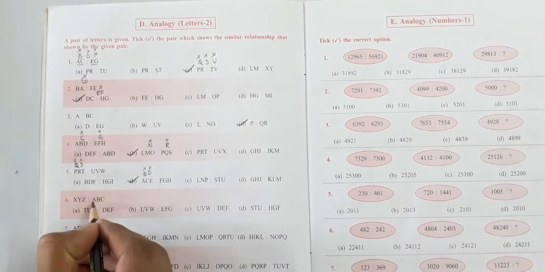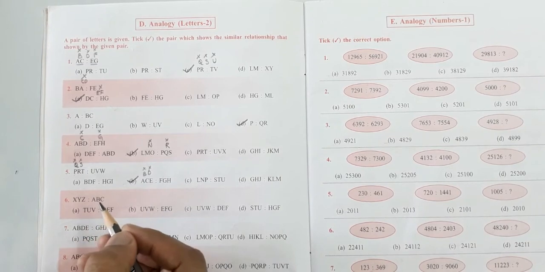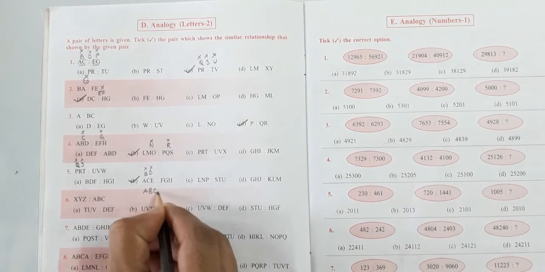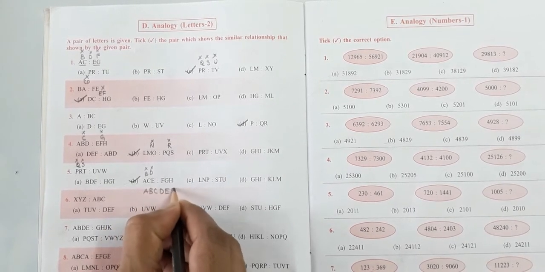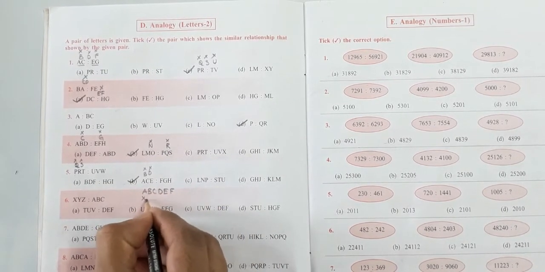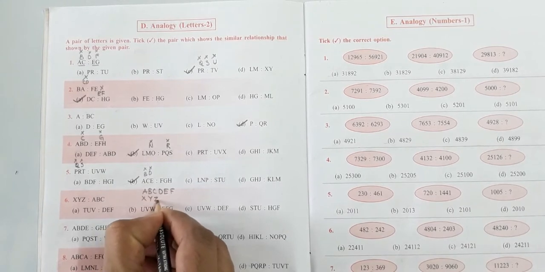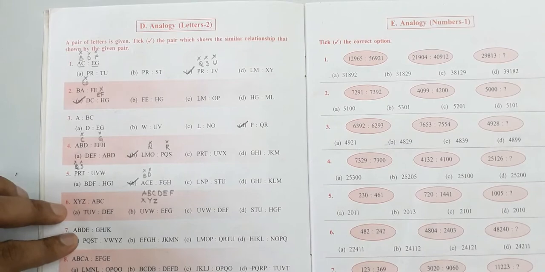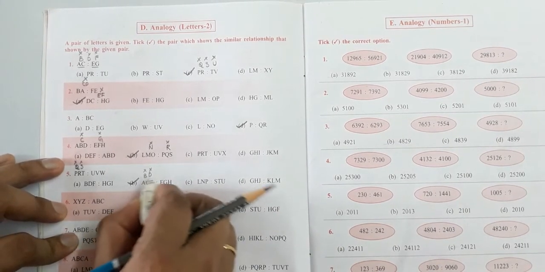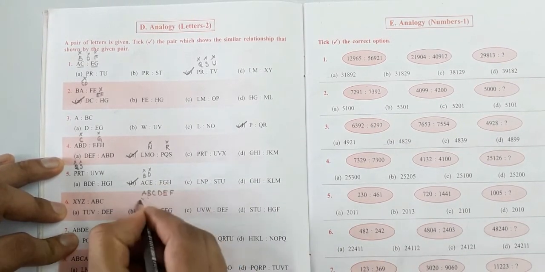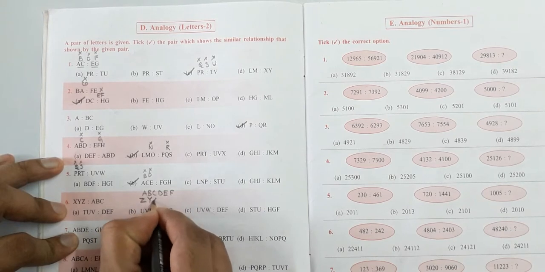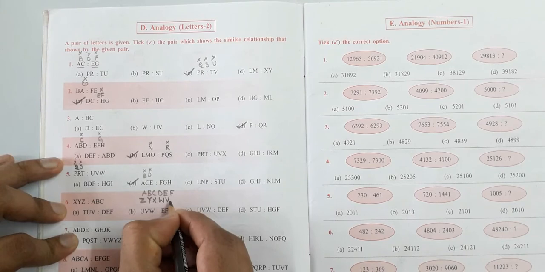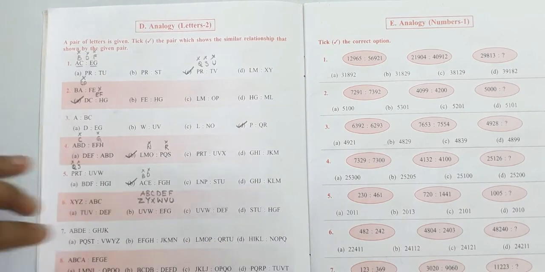X, Y, Z, A, B, C. As previously discussed, if we write A, B, C, D, E, F like this and start writing the reverse order X, Y, Z. Sorry. We have to write Z in the reverse order. Z, Y, X, W, V, U, V, W like this.